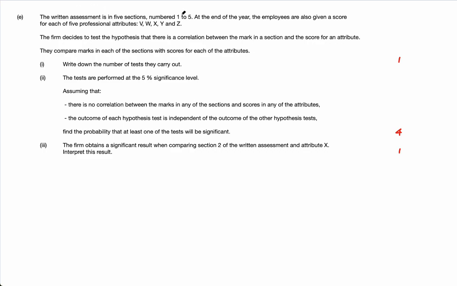So, here we go. The written assessment is in 5 sections, 1 to 5. At the end of the year, the employees are also given a score for each of 5 professional attributes, V, W, X, Y, and Z. The firm decides to test the hypothesis that there is correlation between the mark in a section and the score for an attribute. They compare marks in each of the sections with the score of each of the attributes. I think each is bolded in the exam paper because that's important. Write down the number of tests they carry out.